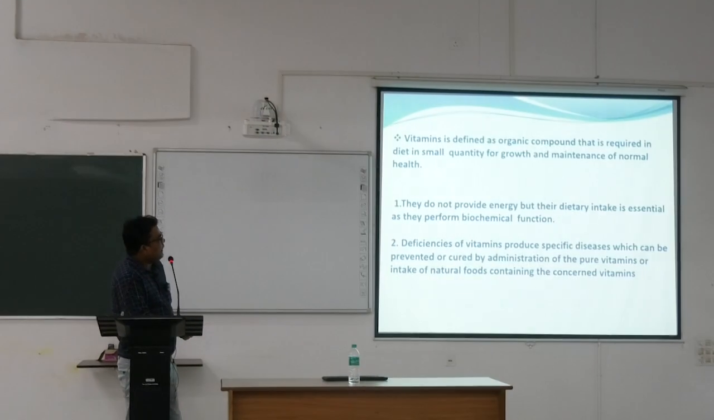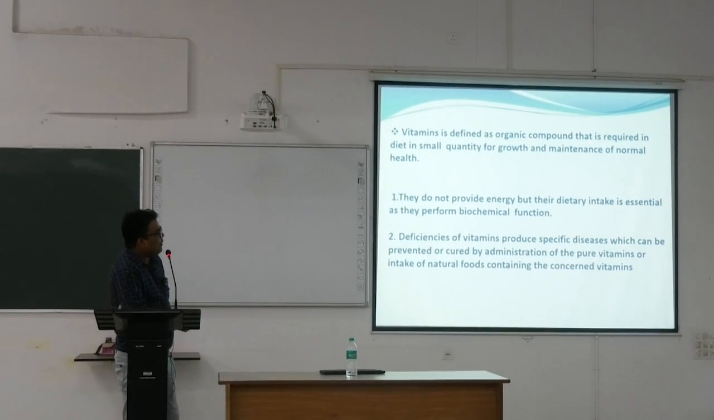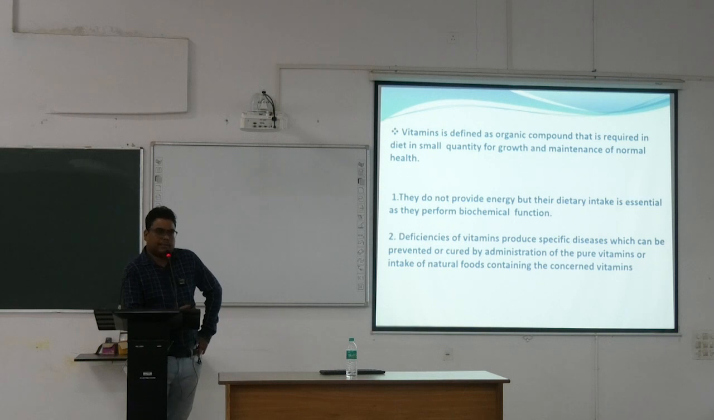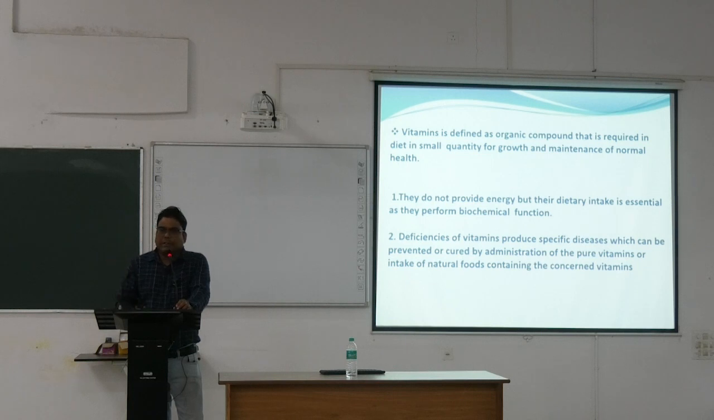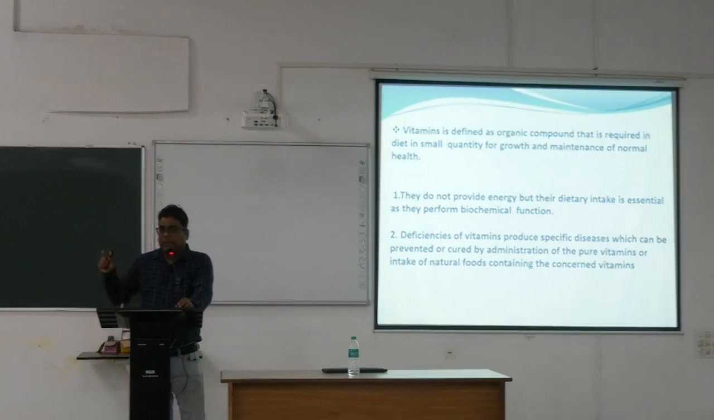You already know the definition of a vitamin: it is an organic compound that is required in the diet in a small quantity for growth and maintenance of normal health. But how does it maintain normal health? Because you already know in the metabolic sections there is a reaction occurring between two substrates, and the coenzyme form of each vitamin acts on it to regulate the activity of the enzymes.